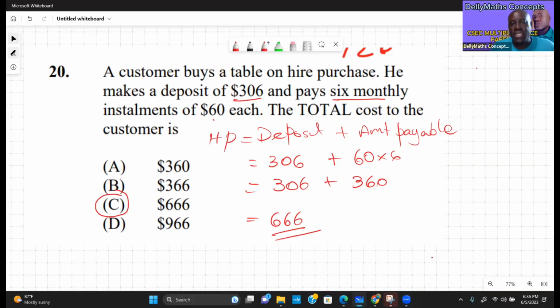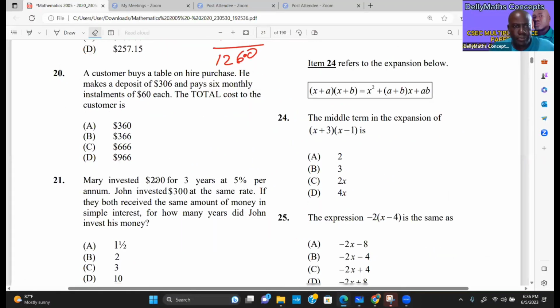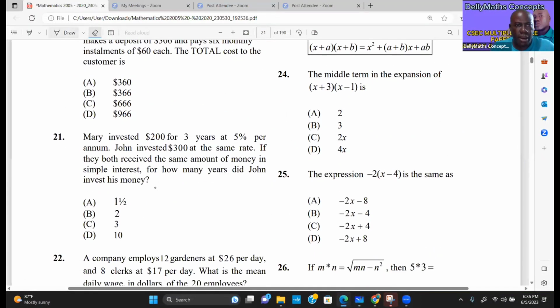So what is the idea? Do I know hire purchase? If you don't know hire purchase, you won't be able to get it. Hire purchase is simply the deposit plus what you go back to pay, and they call that the amount payable. The information will be there. Navigate yourself. Let me just mark the answer here.